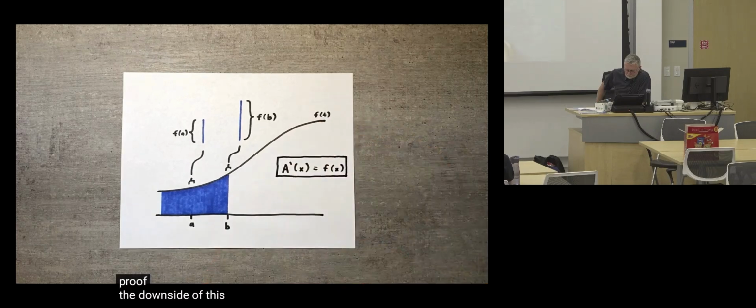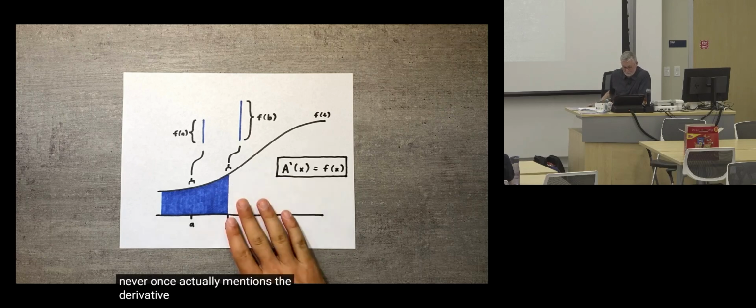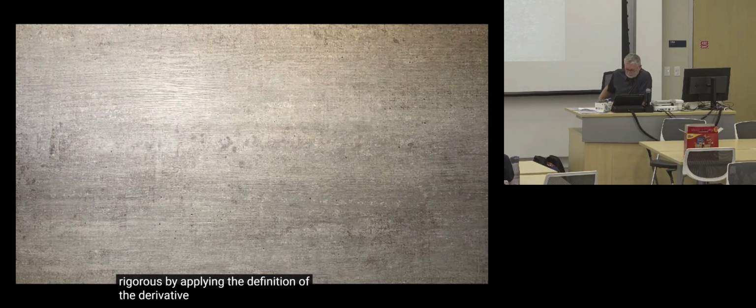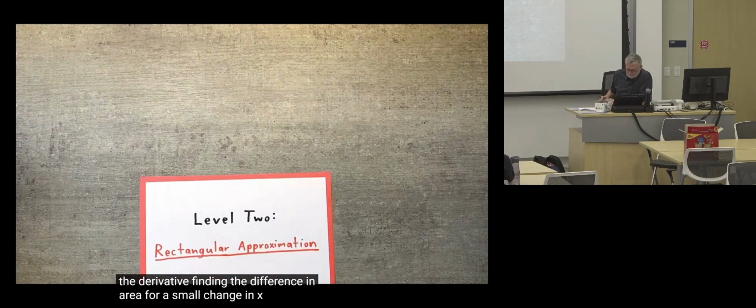The downside of this argument is that it's not very rigorous. It visually shows how the height of the function determines the area's rate of growth, but never once actually mentions the derivative. Let's see if we can make this proof more rigorous by applying the definition of the derivative, finding the difference in area for a small change in x.